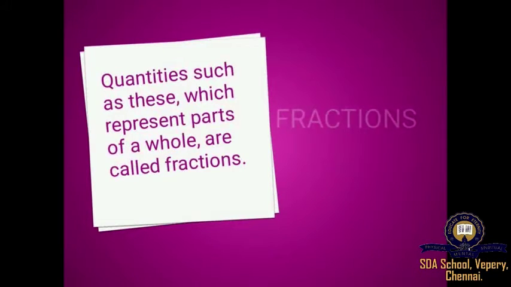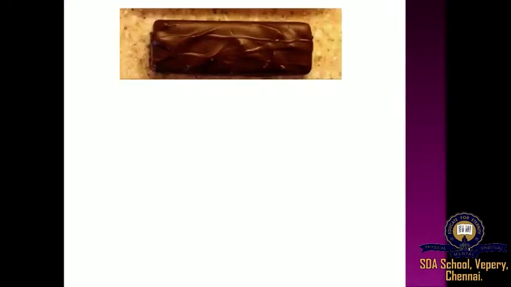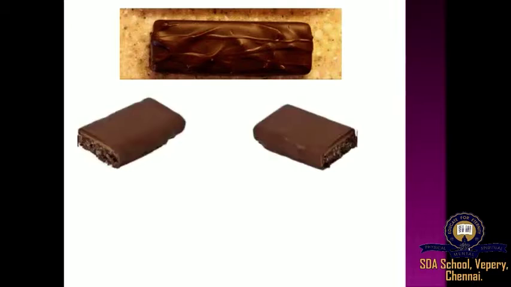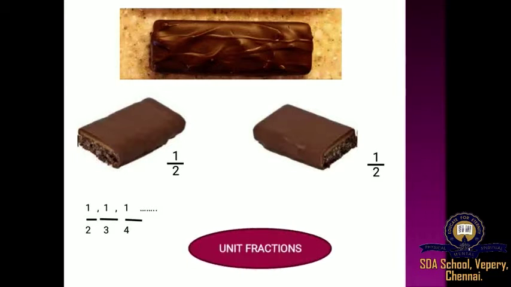These are called fractions. So quantities such as these which represent parts of a whole are called fractions. Anika and her friend divide a chocolate into two equal halves. So each of them will get how many parts? Yes, 1/2 and 1/2. So fractions such as 1/2, 1/3, 1/4 are called unit fractions because they are one part of a whole. So they are called unit fractions.